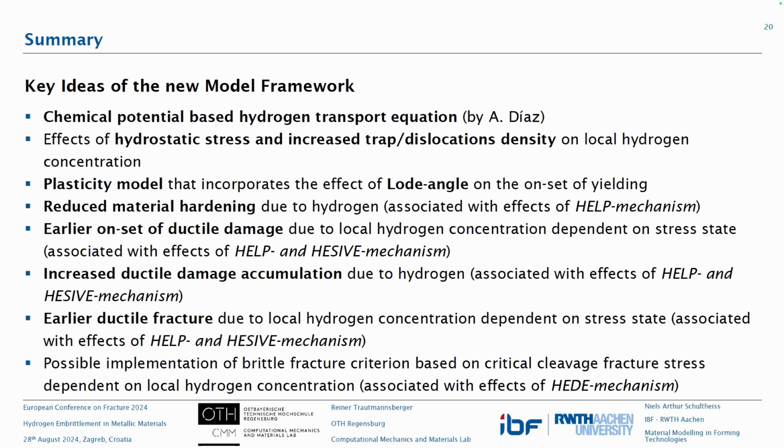And now I already come to the summary because I really would love your feedback on this idea. So what have we seen today? We have a chemical potential-based hydrogen transport function. This leads to an inhomogeneous distribution of local hydrogen concentration. And afterwards, we're going to link all our failure criteria or plasticity criteria to this local hydrogen concentration.